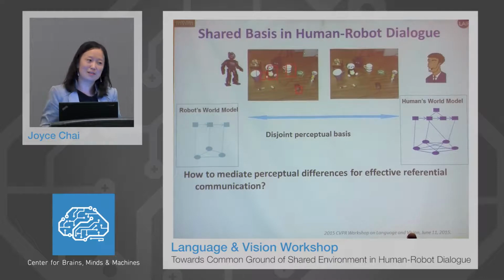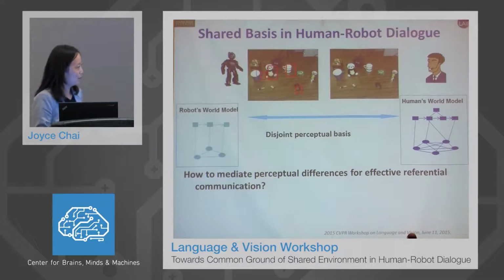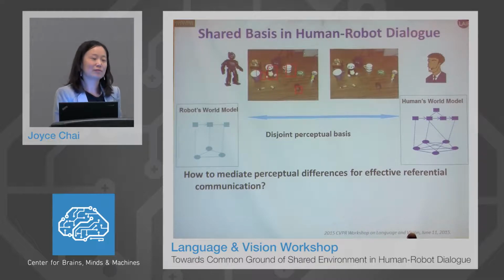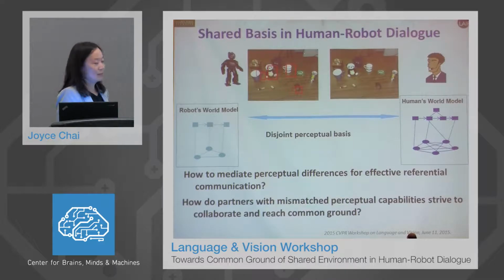Throughout this talk, what you're going to see is a pretty simple setup of the visual scenes, because this allows us to easily manipulate the environment and really study the language behavior. I'd just like to mention a few words on that. I'm interested in when the vision fails. So before we answer this question, one fundamental question is, how do partners with mismatched perceptual capabilities strive to collaborate and reach common ground?